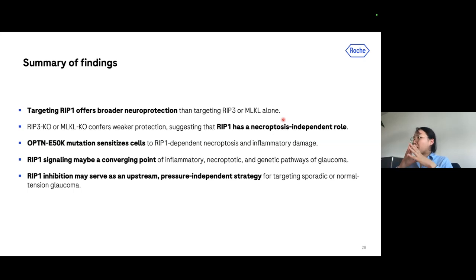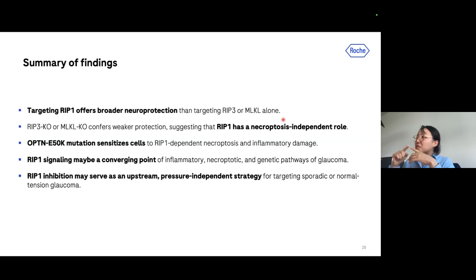Importantly, RIP3 or MLKL knockout offered only partial or minimal protection. It also suggests that RIP1 acts through an additional non-classical necroptotic pathway and inflammatory mechanism. And we further validated this in a genetically sensitized context using E50K transgenic mice, where RIP1 inhibition increased the protective effect for axonal integrity. This also supports its therapeutic relevance.